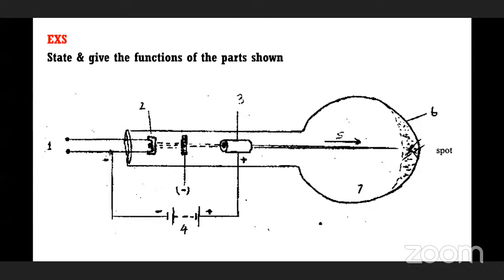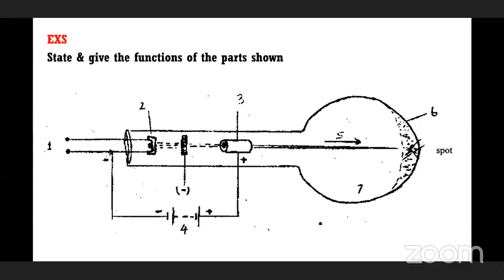Then we have the function of the anode. The anode simply focuses and accelerates the electrons to the screen. That is simply the purpose of the anode: to accelerate the electrons towards the screen.